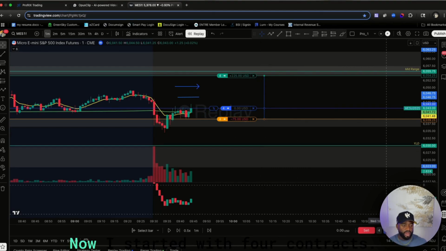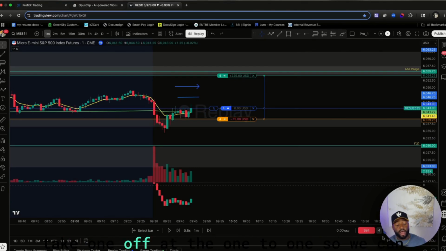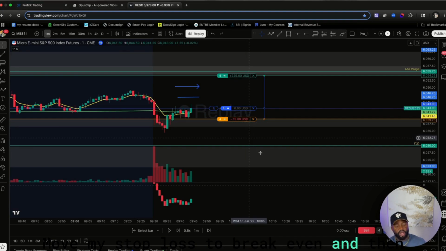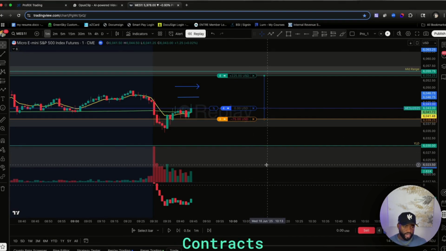manage the trade. Now I started with 4 contracts. What I'm probably going to do is take one off at the 1-to-1 so we can secure some profits, move my stop loss to break even, and then I'll let the other contracts run their course. As a matter of fact, let's buy one more. You know what, scratch that. Let's just work with what we got.